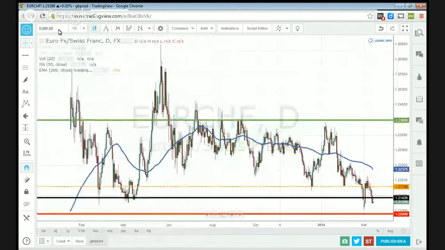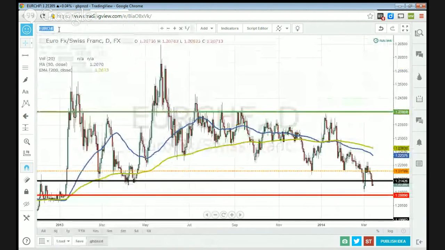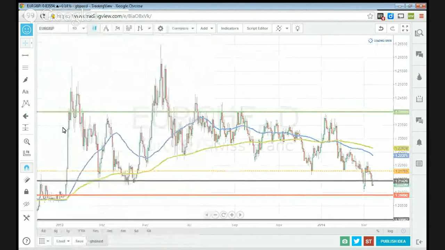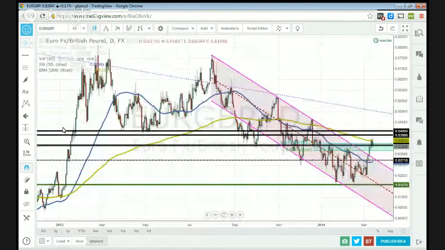Euro Swiss, we already looked at. I've got my entry order here, or it's now filled, slightly out of the money at the moment. Euro Pound. Okay, now this I had mentioned as a short opportunity that I wanted to consider, and now I really like it. This is really good price action, but I don't have the risk tolerance for it.